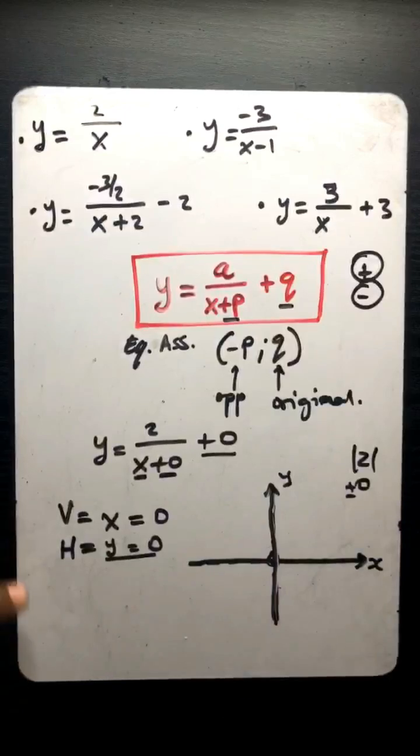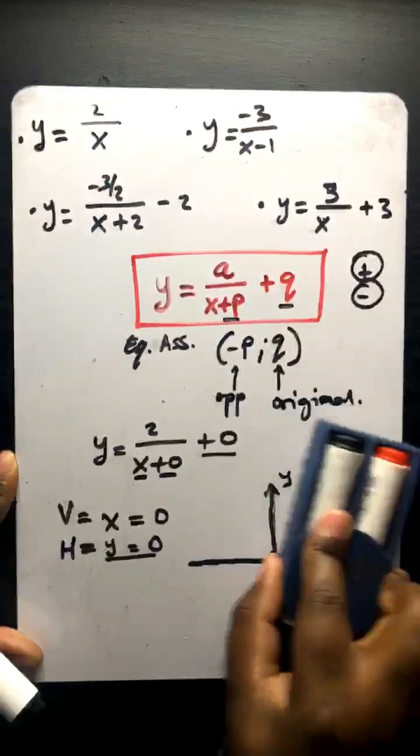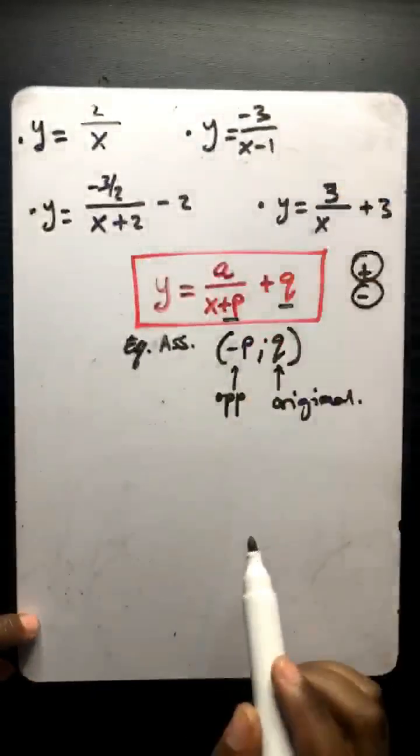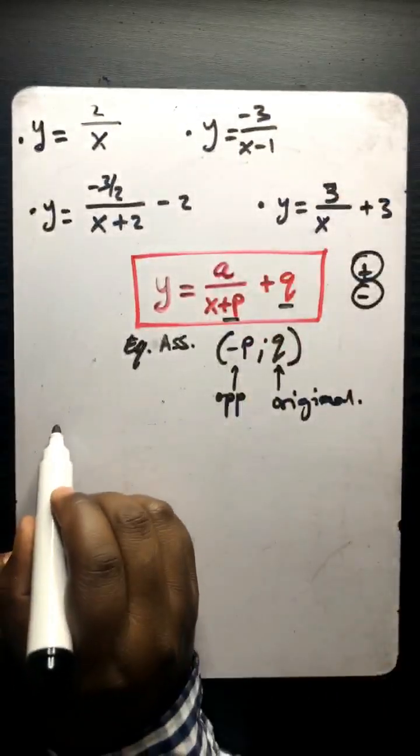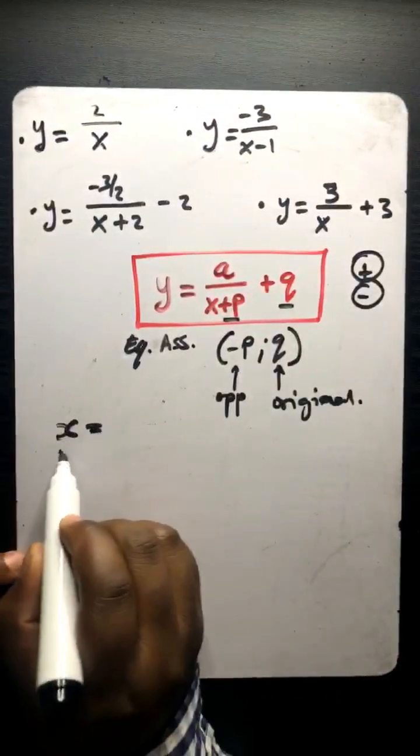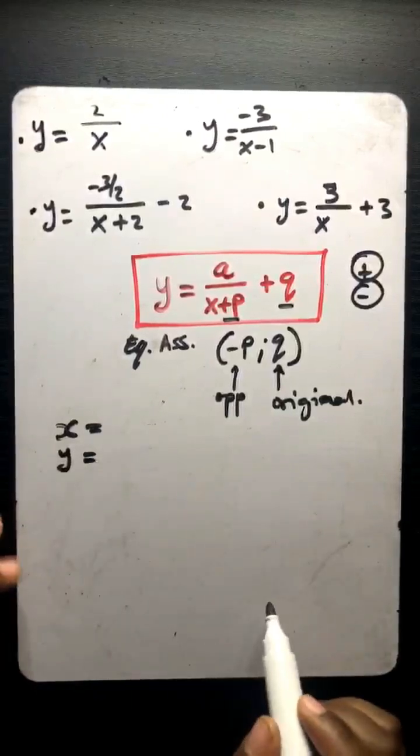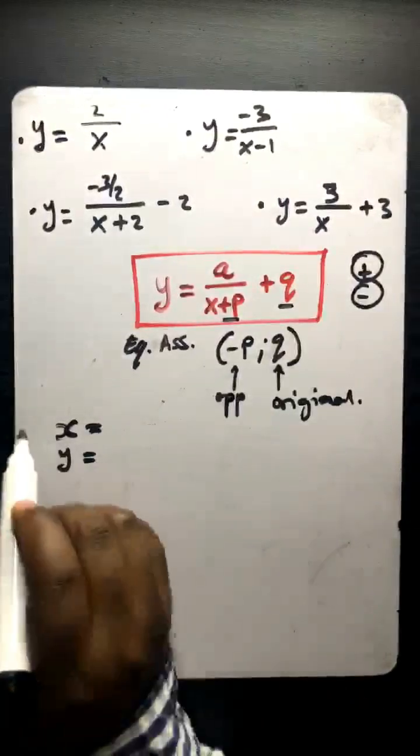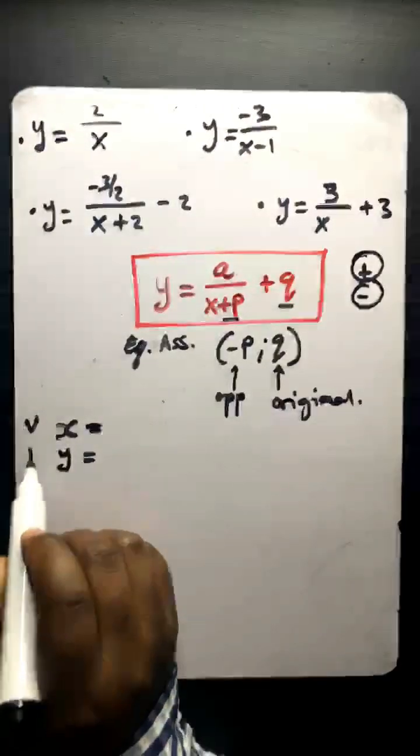So now let's quickly have a look at another function, being this one. So let's see, x equals, y equals, those are the two equations of ours. We know this one is the vertical, this one is the horizontal.